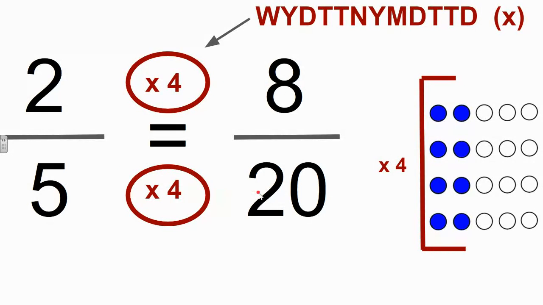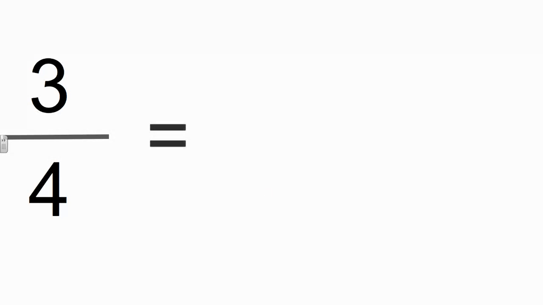5 times 4 is 20. 2/5 and 8/20 are equivalent. They look different and sound different, but they mean the same thing. Let's look at one more here.